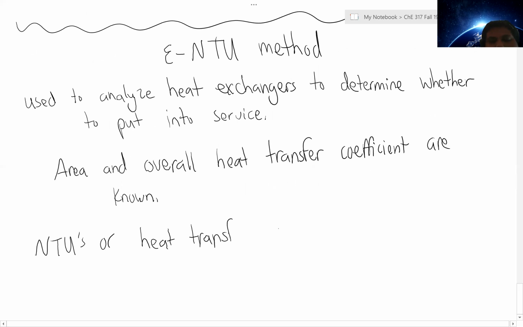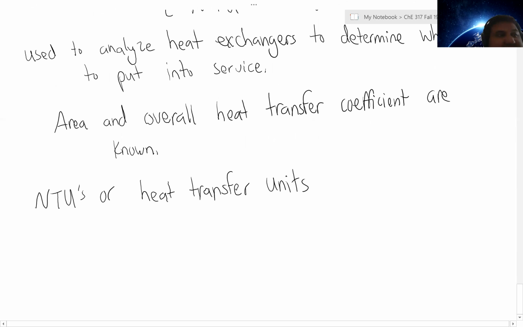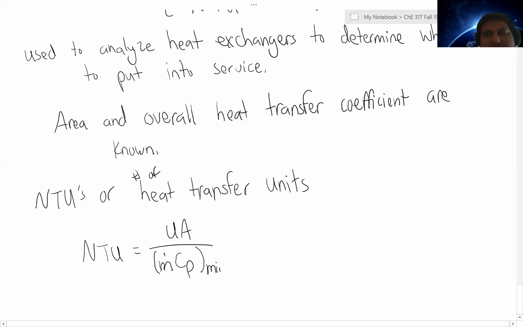And so you're analyzing the system in terms of what's known as NTUs, or heat transfer units, excuse me. And so we can calculate the NTUs, or the number of heat transfer units, as the overall heat transfer coefficient times the area divided by the mass flow rate and heat capacity that exists in the shell and tube heat exchanger at a minimum.